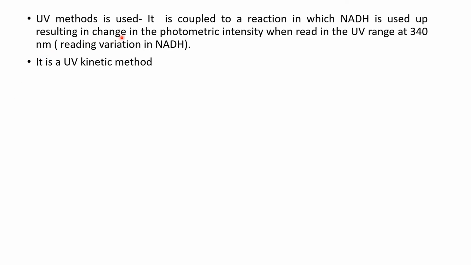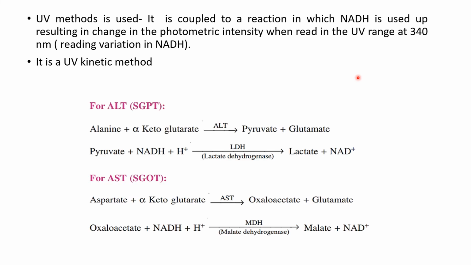A UV method is used to assay these enzymes, and it is coupled to a reaction in which NADH is used, resulting in a change in the photometric intensity when it is read in the range of 340 nanometers. It is a UV kinetic method. So as the enzyme acts upon the substrate, NADH is consumed, thereby resulting in a change.